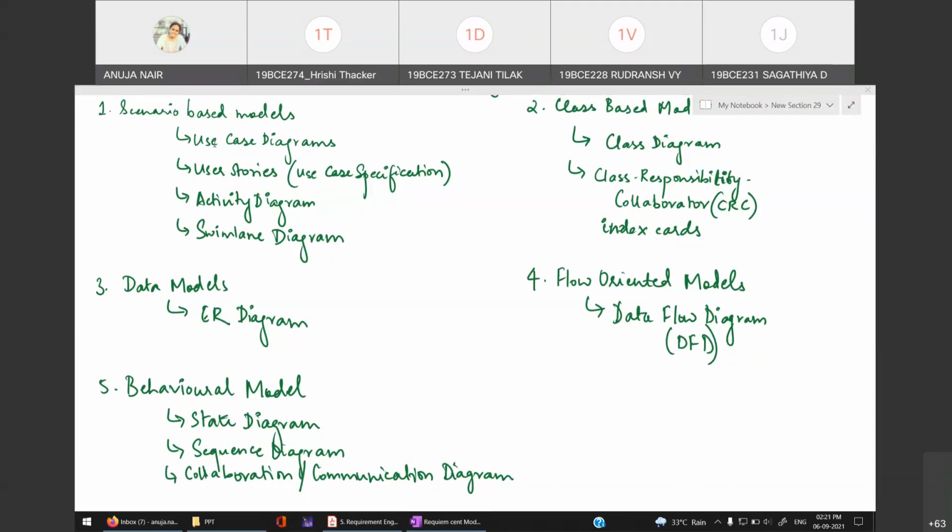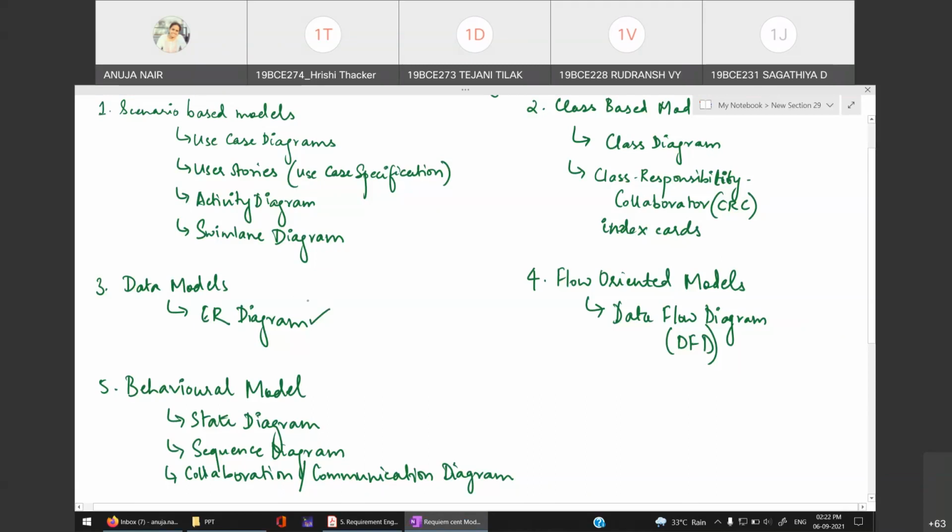Scenario based model we'll cover today. Out of this, one would be very familiar to all of you, which is this ER diagram, right? You have studied ER diagram in DBMS. Can I get a response? You have studied it, right?